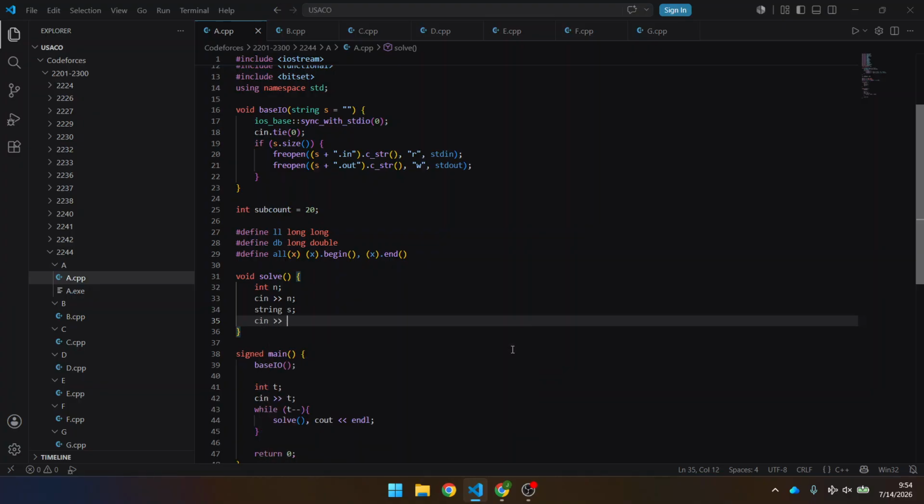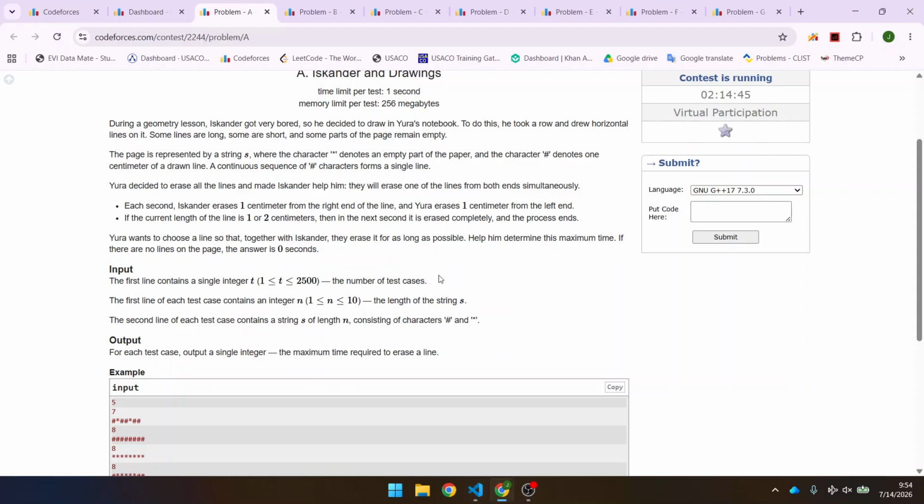Screencast. He took a row and drew horizontal lines on it. Asterisk denotes an empty part of the paper. The character denotes 1 centimeter of a drawn line. Forms a single line. Okay.